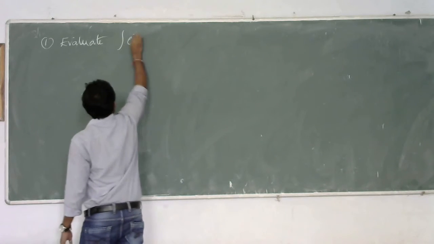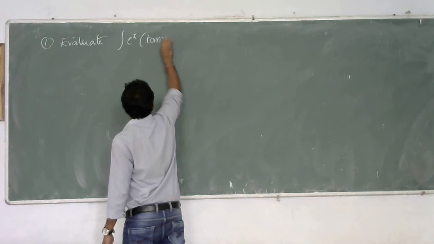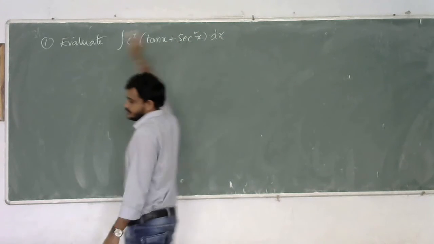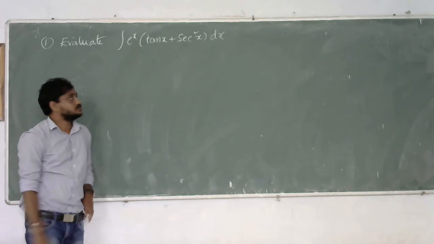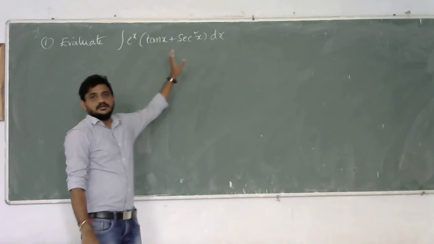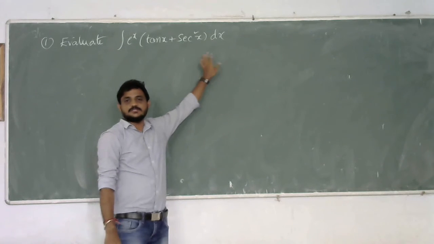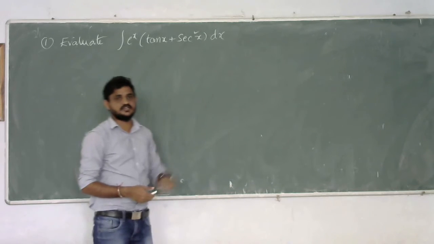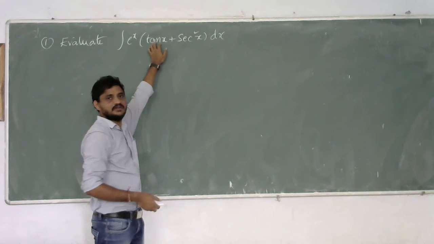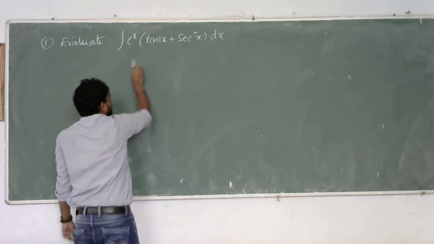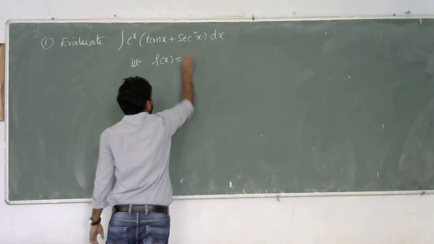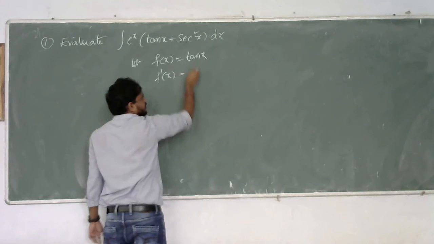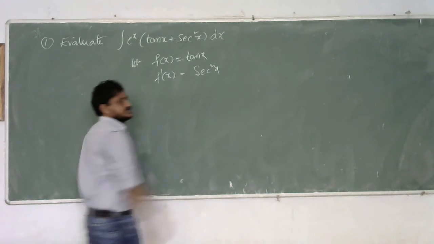Evaluate integral e power of x into tan x plus secant square x into dx. So this is the given question, which is in the form of e power of x into f of x plus f dash of x. Right? Again, what is f of x here? We have to take this tan x value as f of x. So let f of x equal to tan x. Then f dash of x will be, differentiation of tan x is secant square x.